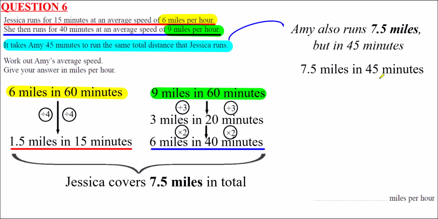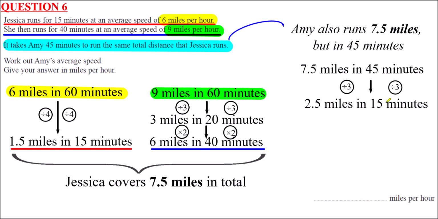So how about 1/4 of an hour? If we divide by 3, we'd get the distance she'd cover at this speed in 15 minutes. So dividing both sides by 3, both the distance and the time, that gives us that she must have covered 2.5 miles in 15 minutes.